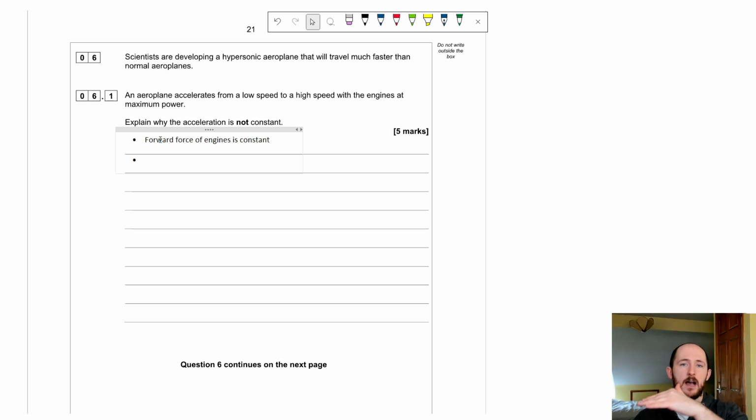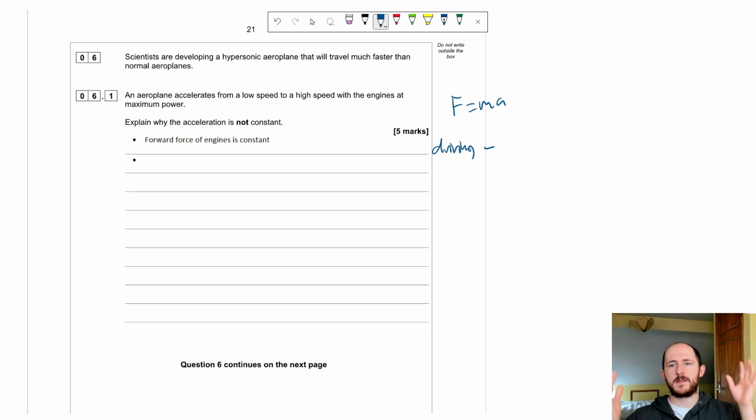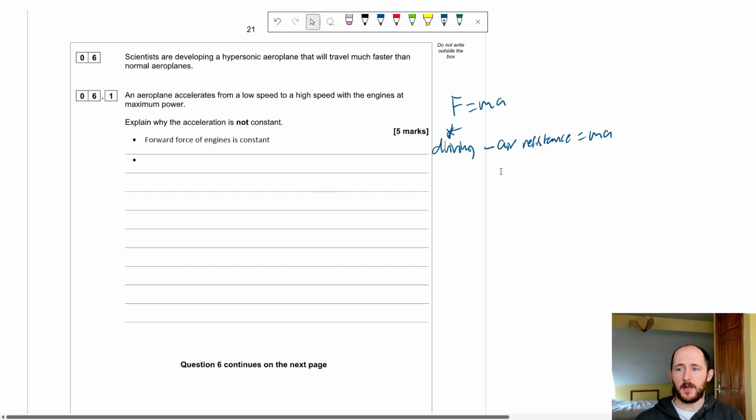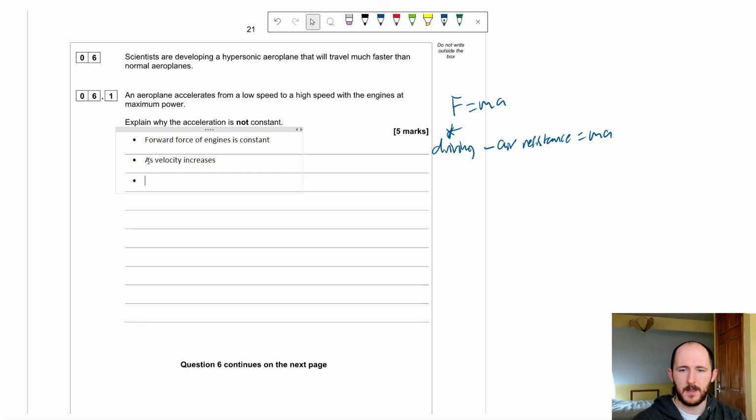But think about what happens. Now, as you speed up, the overall force that we use in F equals ma is the resultant force. So we're going to have the driving force of the engine minus, well, what force is opposing aeroplanes when you're moving through the air? It's air resistance. So I know that this part is constant. The driving force is constant. But the air resistance will change. So as velocity increases, the air resistance also increases.